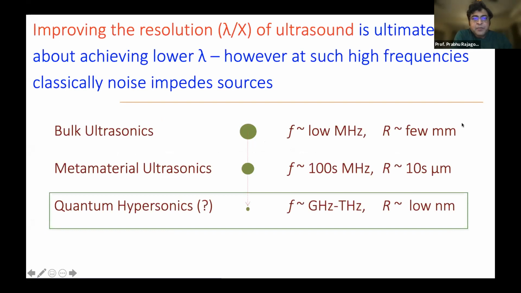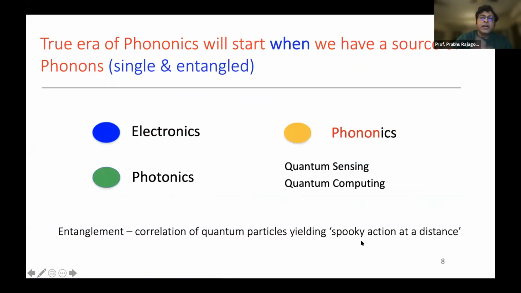So if we achieve hypersonics, that is sound in this frequency range, then we would have cut the resolution all the way down to a few nanometers, and something like that has never been achieved with elastic waves. What are the challenges? If we go to such high frequencies, we're going to have noise in the source, and it is not easy to achieve such sources classically. So this is why I've been looking at going quantum.